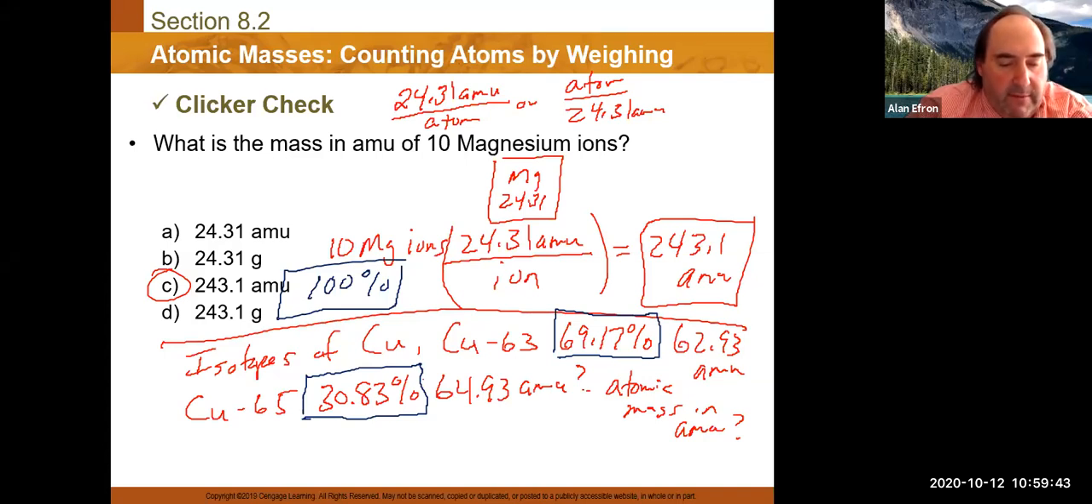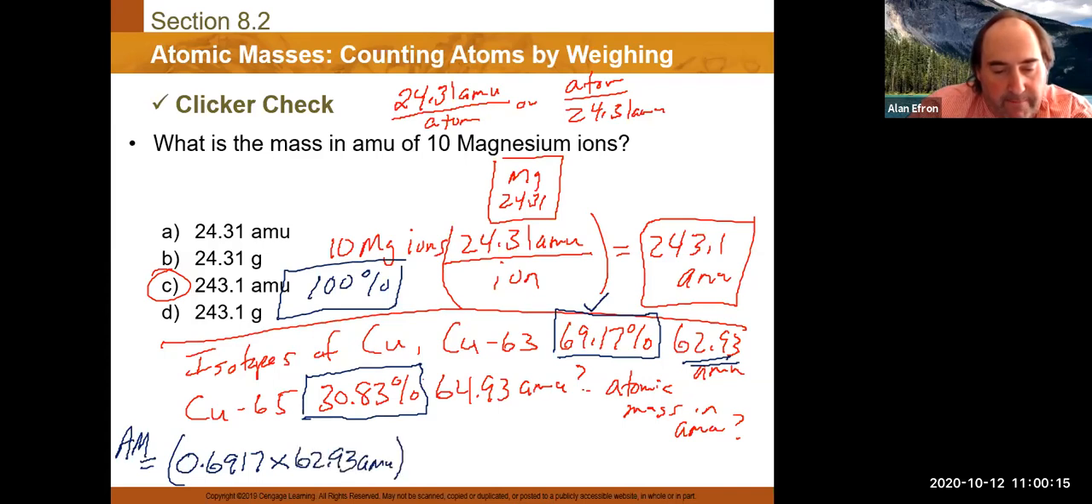We're going to use that formula that we saw earlier, where the atomic mass here will equal, again, we're going to take the percentage of our first isotope, and you can either divide it by 100 to convert it to a decimal, or just move the decimal point over. I'm just going to move the decimal point over to 0.6917, which is 69.17% divided by 100. We're going to times it by the atomic mass of that first isotope, which is 62.93 AMU.